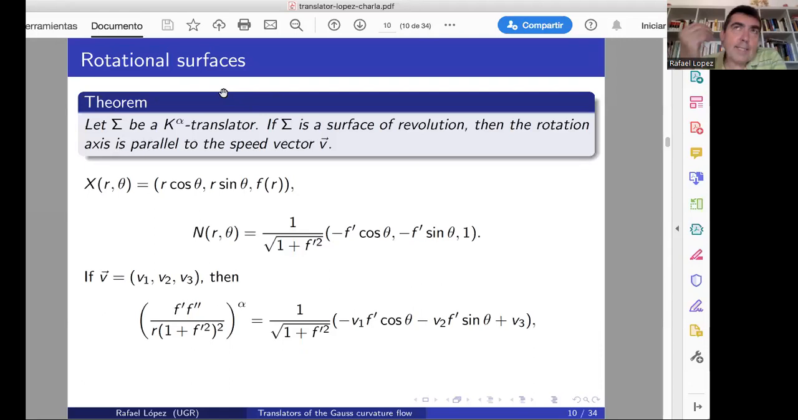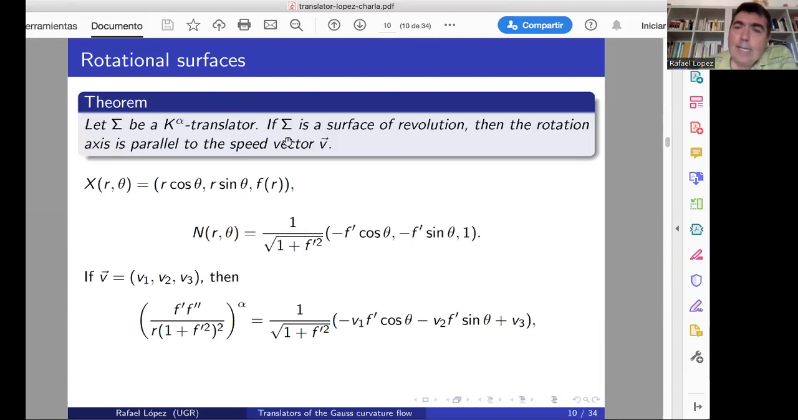About rotational surfaces, not only because these surfaces have a lot of symmetry. The idea is that the prescribing Gauss curvature equation changes from a partial differential equation to an ordinary differential equation. And then, in general, when you impose an initial condition, you have at least a local solution of the equation.